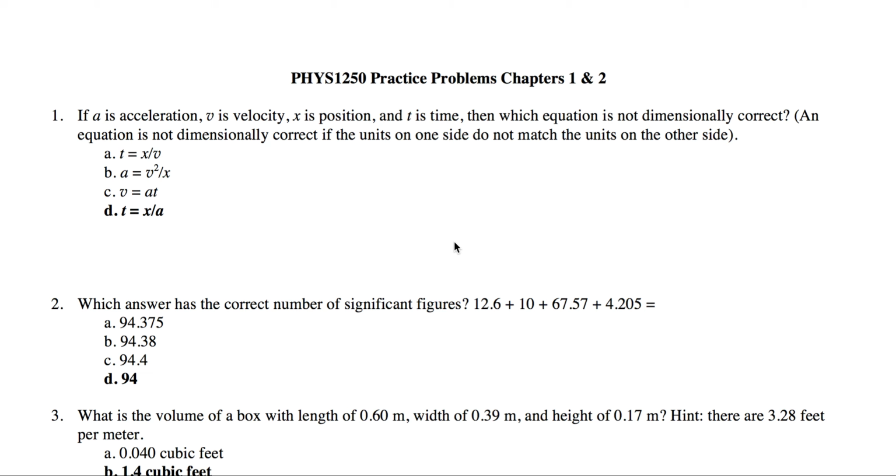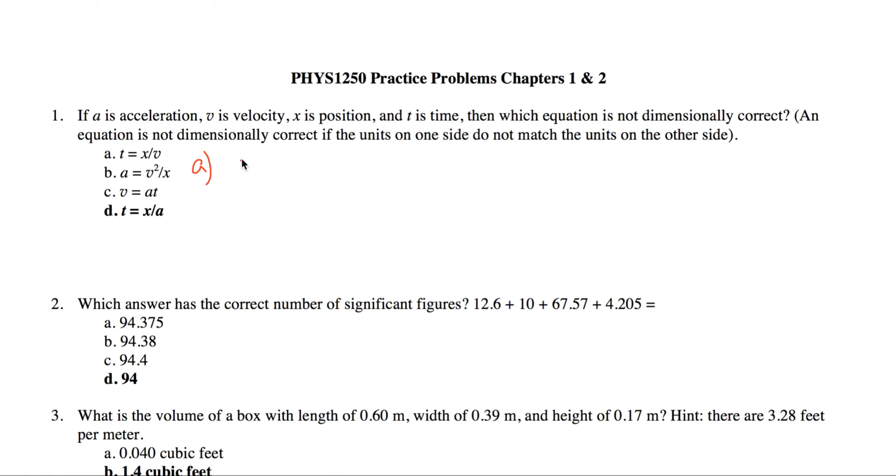Number 1, this one is looking at units. We have to see if the units on the left-hand side equal the units on the right-hand side. So we'll do one at a time. For part A, we have time is equal to position divided by velocity.